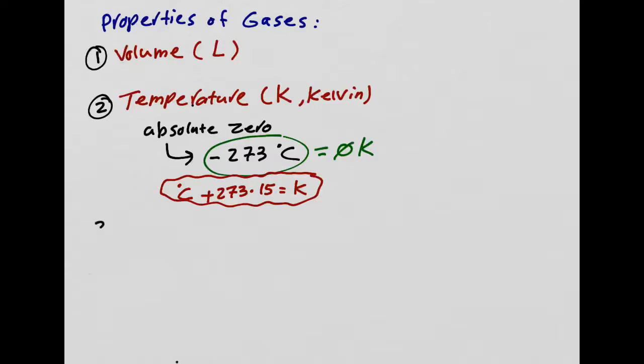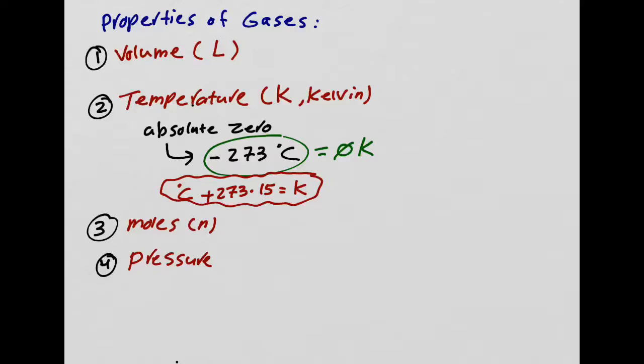So volume, temperature. Next one. The amount matters. Moles. They're usually denoted by n. Moles matter. Volume matters. Temperature matters. The last one, you can probably guess. The last one is pressure. Now, we know that pressure matters.